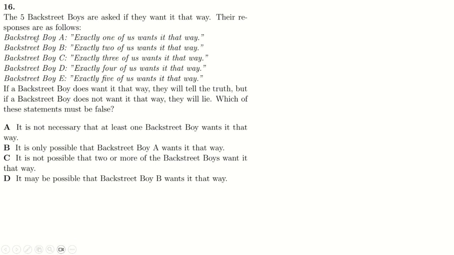Well, okay, if Backstreet Boy A doesn't want it that way, he's lying, and we don't have one of them. But the same goes for B and D and C and E, right? They could all just be lying because they all don't want it that way, and that's all fine. They're all just lying. It's all good. So I think this is a true statement. It's not necessary that at least one Backstreet Boy wants it that way because it's completely fine if 0 of them do. So A is true.